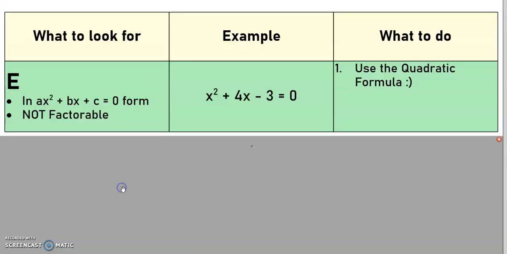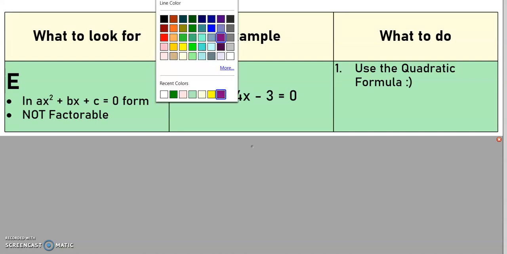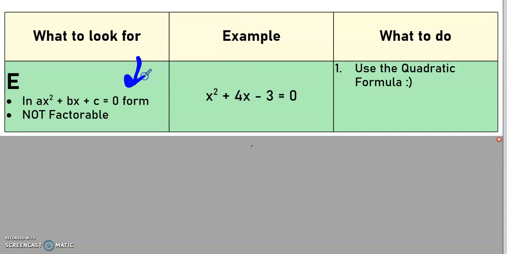How do I know when to use the quadratic formula? We use it when the equation is in standard form and it's not factorable. Usually when something's in standard form, I'm going to try to factor it, because that's my go-to method, my plan A. But when I can't factor it, I know I have to hit the quadratic formula.